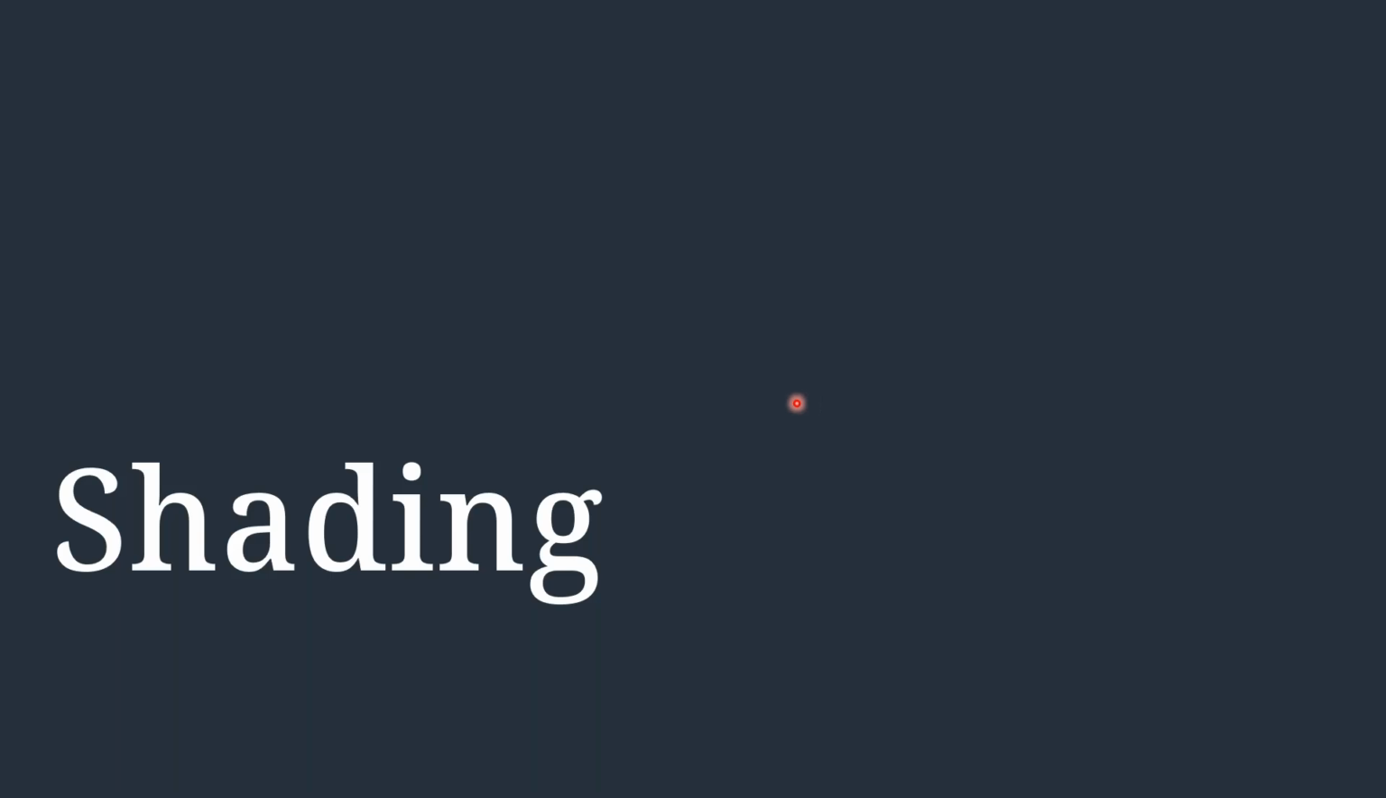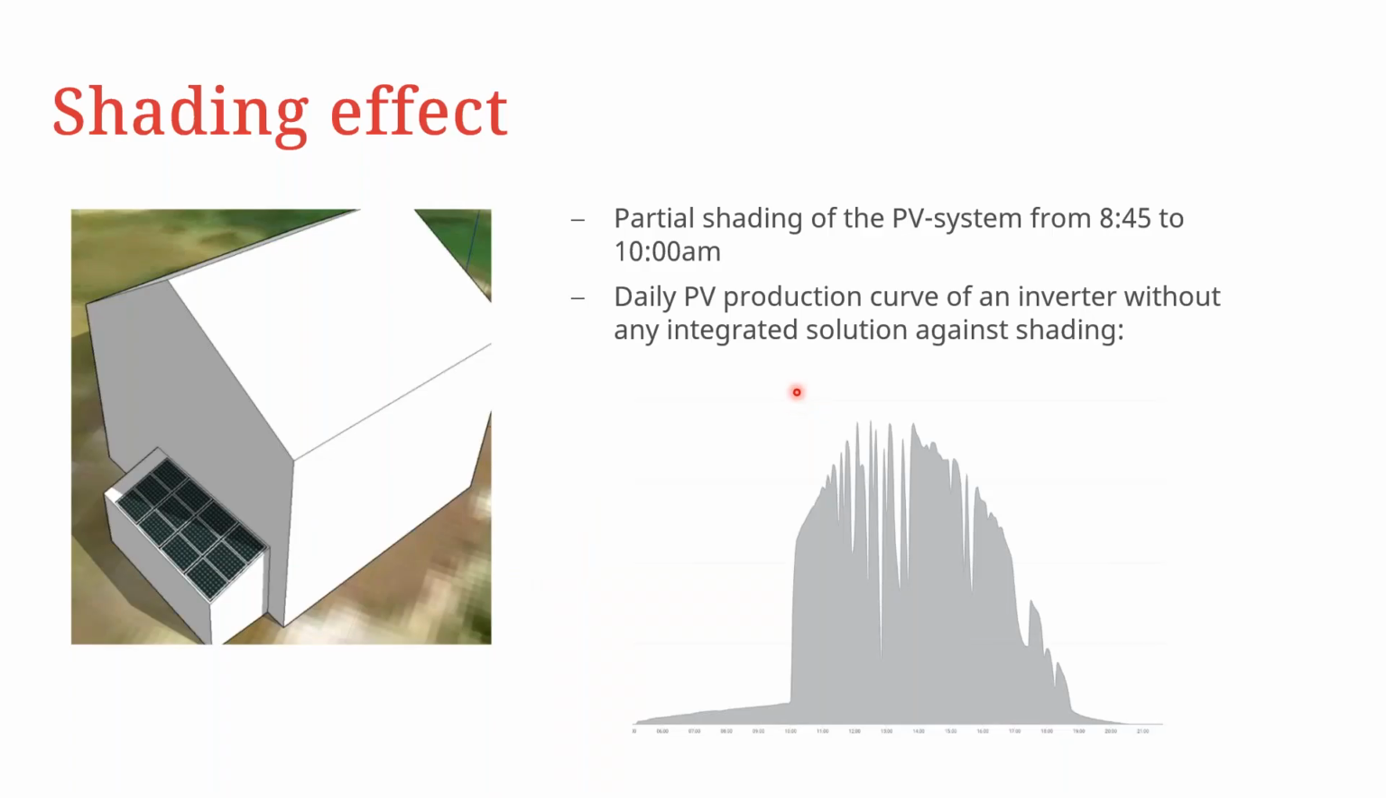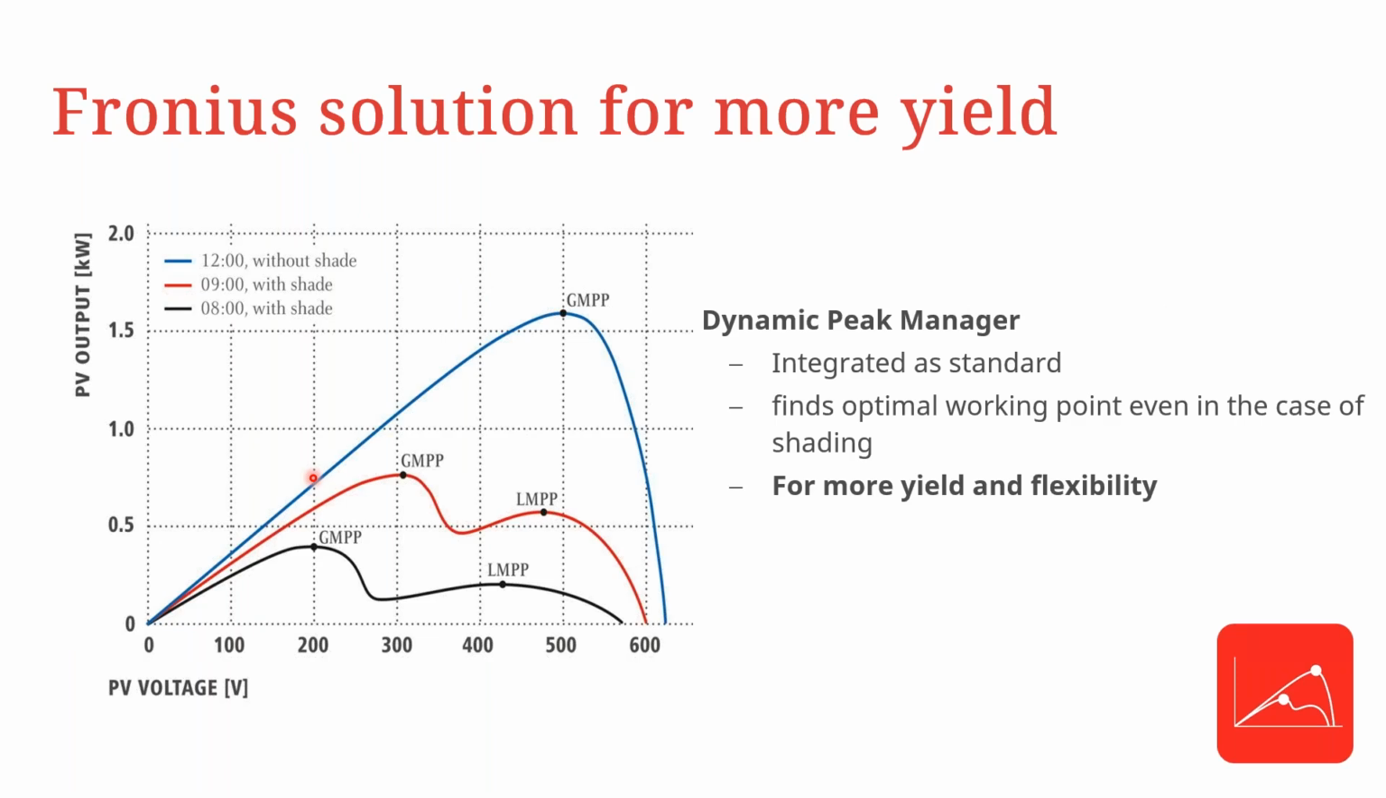When it comes to shading, this is also another important factor to consider for inverter choice: how the inverter behaves if the system is shaded. We have an example here for a partial shading of a PV system in the morning hours from about 8:45 to 10 a.m. The daily production curve without an integrated solution against shading would be missing quite a bit of power in the morning hours, as you can see here from 8:45 all the way until 10. But Fronius has a solution for this as well.